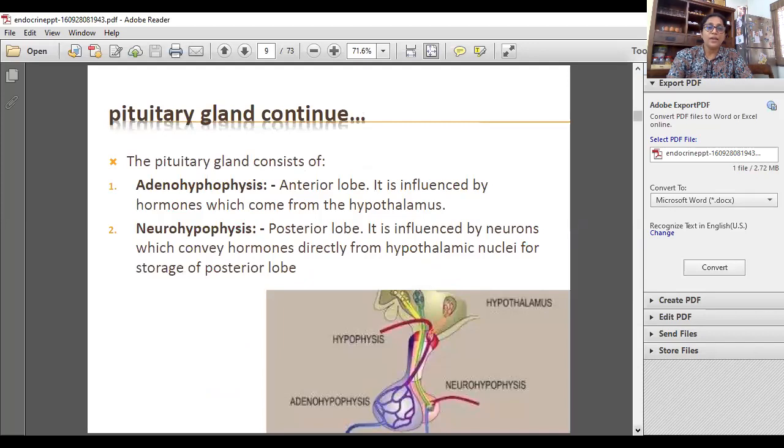Now, if I look at the pituitary gland, it has got one part, the anterior pituitary or the adenohypophysis. As the name suggests, adeno means gland. So, it is getting influences from the hypothalamus. The posterior pituitary or the neurohypophysis, as the name suggests, its origin is from the nervous tissue. It is influenced by the nervous signals from the hypothalamus.